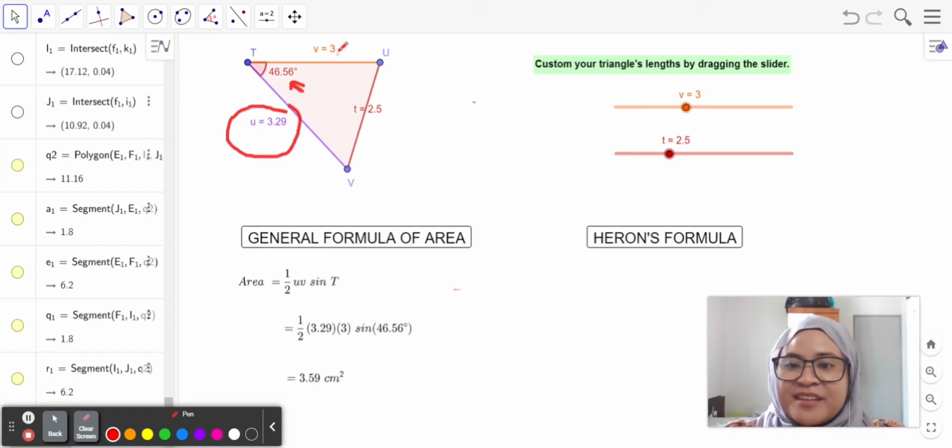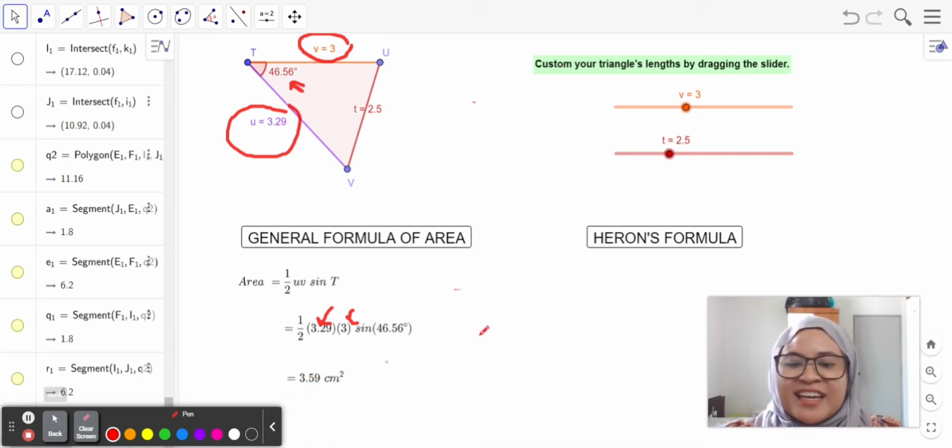It is given with the values of the sides of the triangle. You can see 1/2 times U, where U is 3.29, times V, where V is 3, times sine 46.56. T is the angle of the triangle. Then use your scientific calculator and you will get 3.59 centimeter cube.